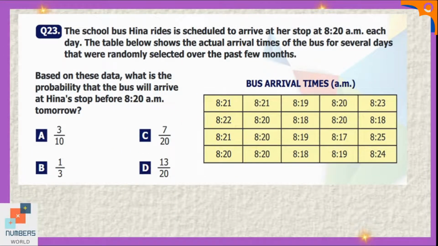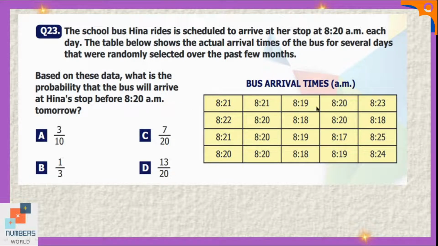Question number 23. The school bus Hina rides is scheduled to arrive at her stop at 8:20 a.m. each day. The table below shows the actual arrival times of the bus for several days that were randomly selected over the past few months. Based on these data, what is the probability that the bus will arrive at Hina's stop before 8:20 a.m. tomorrow? So basically, we have to find the probability of bus arrival time before 8:20 a.m.